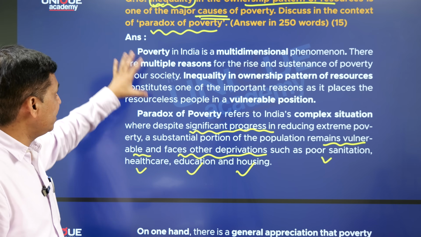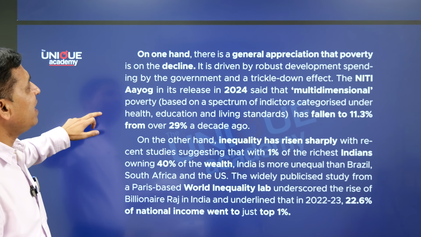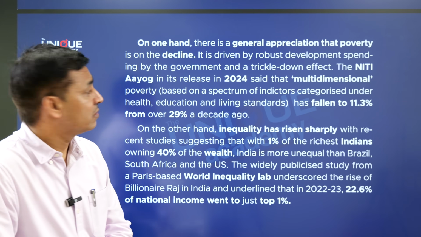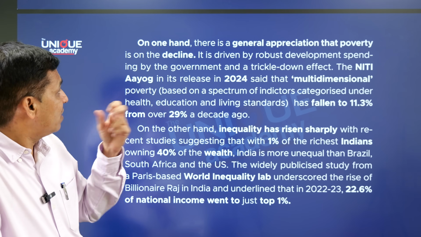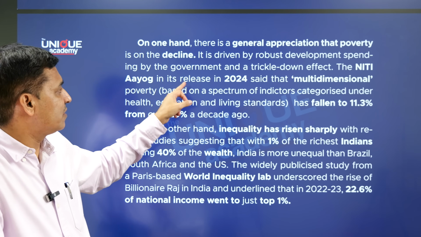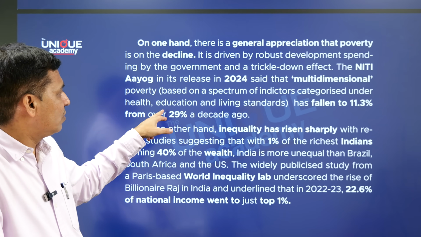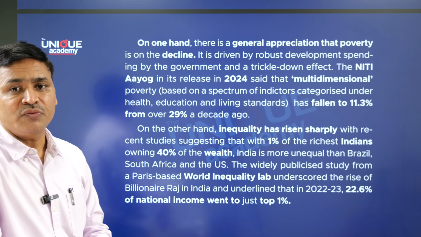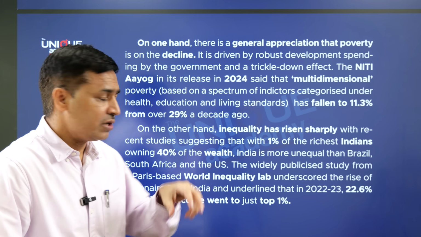So this is the introductory part of the answer. Now, on one hand, there is a general appreciation that poverty is on decline, and we have brought in data. It is driven by the robust development spending by the government and a trickle-down effect. The Niti Aayog in its 2024 release said that multidimensional poverty has fallen to 11.3% from over 29% a decade ago. So we have brought in Niti Aayog's observation.